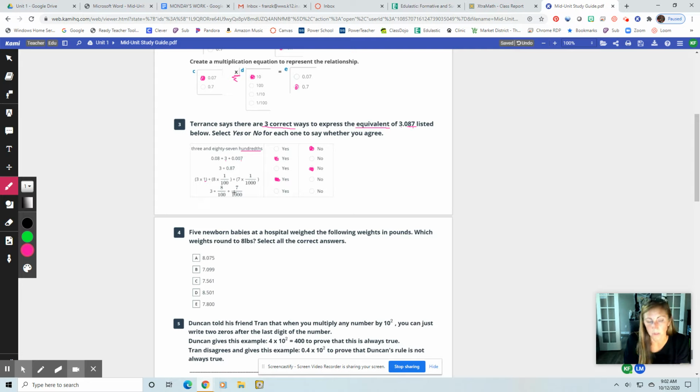3 is in the ones. 8 is in the hundredths. Should be. 7 is in the thousands. Yep, that's going to work. So that one's a yes. We got 3 of them. So all the different ways we can show that number.